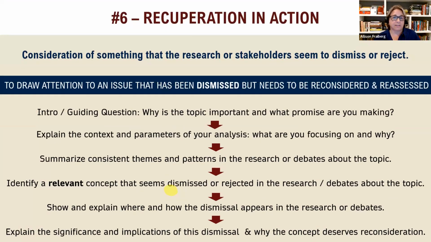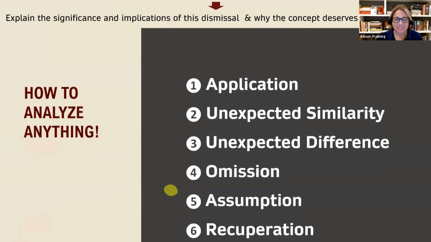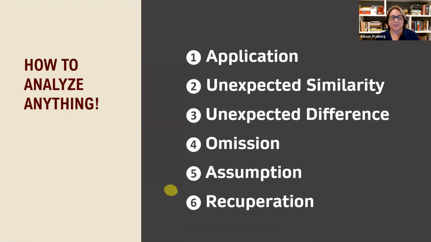And it would look like this. Again, like omission, like assumption, you have to show you know what people have been talking about. And in this case, you have to show how they've dismissed an idea. And then you focus on saying why we need to rethink this and what the significance of doing so is and what the implications are. So here we have our nice little summary of how to analyze anything.